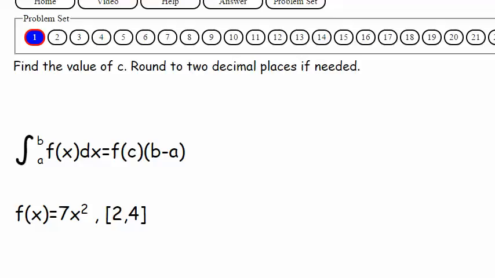Let's see, we're going from 2 to 4, 7x squared dx. I'm scribbling some stuff down here, so when we get to the whiteboard, I'm going to be like, what the heck did I just see up there? Alright, I got it scribbled down. Are you guys still there? Okay, we got it.